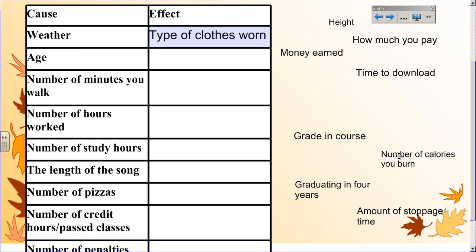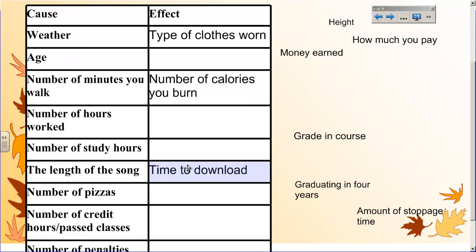The number of calories you burn depends on the number of minutes you walk. So let's just do one more. The length of the song is the independent variable. What depends on the length of the song? So look at your things over here. The time to download would depend on the length of the song. The longer the song, the longer it will take to download, vice versa.